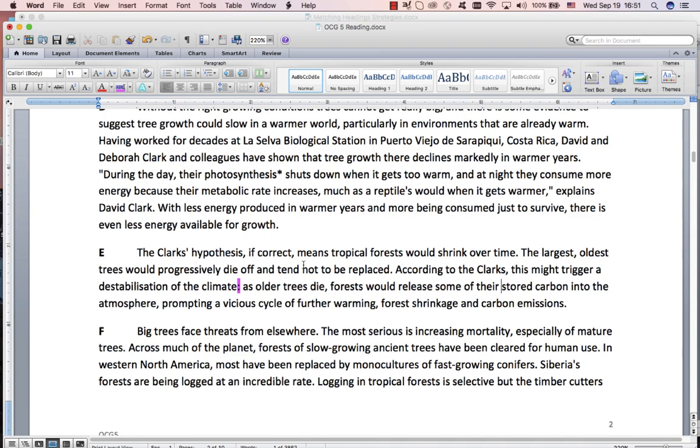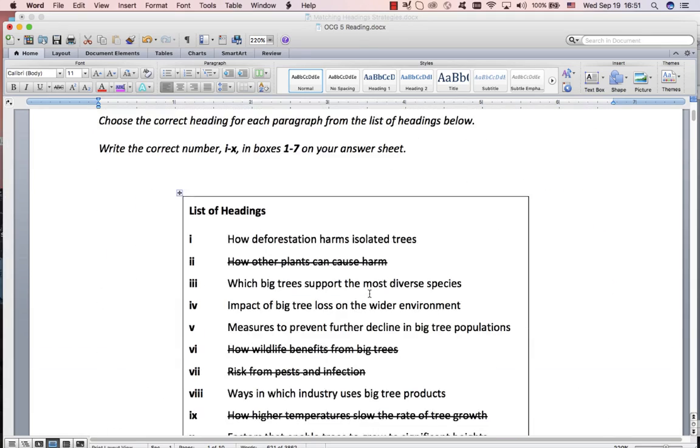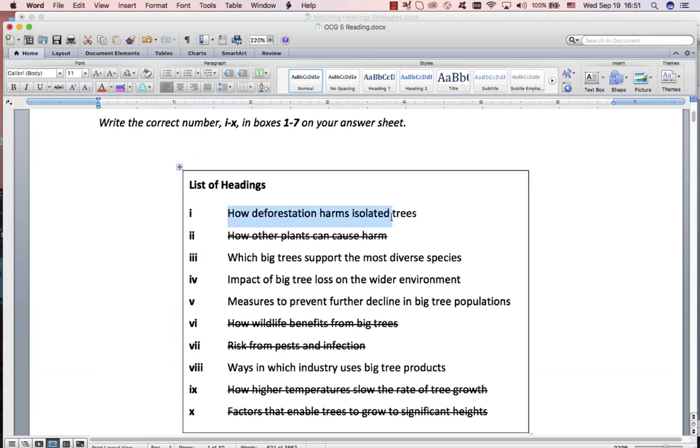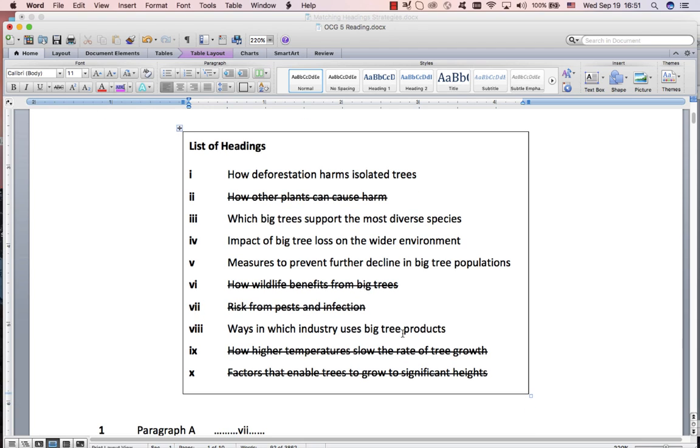Nothing really to help us, but it is negative, hey? They die, not replaced. Vicious cycle. Vicious means very bad cycle. So it's a negative one. Deforestation, I didn't see it. Deforestation, no. Big tree loss on the environment, I like. Ways to prevent it, no. And ways that the industry uses products, no. So there is the main word.